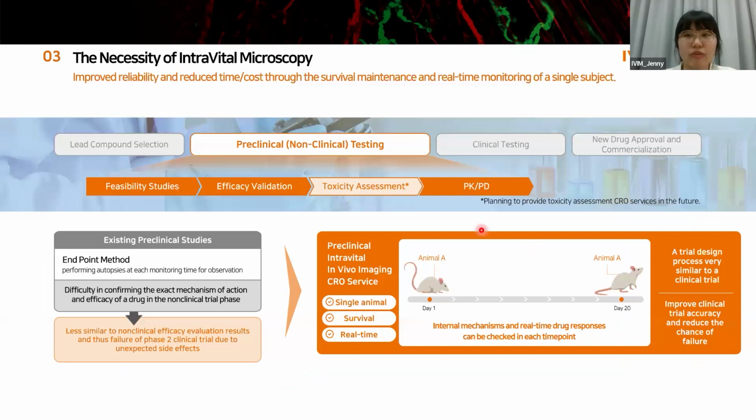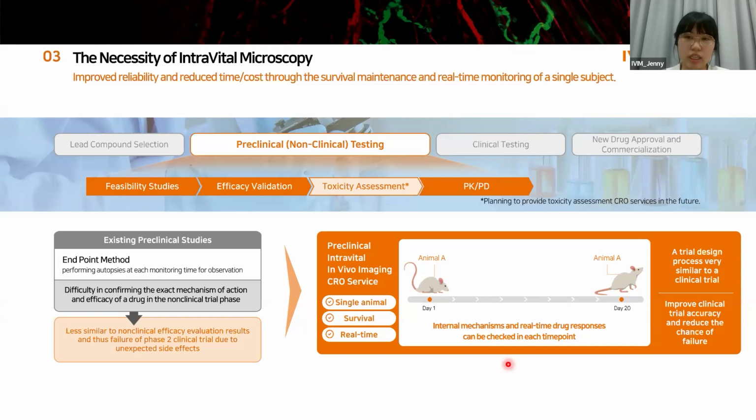And as mentioned earlier, one of the most traditional methods used to analyze drug responses in the drug development process is the endpoint method. This approach involves sacrificing animals at specific time points to collect tissue samples for histological analysis. However, this method has significant limitations.